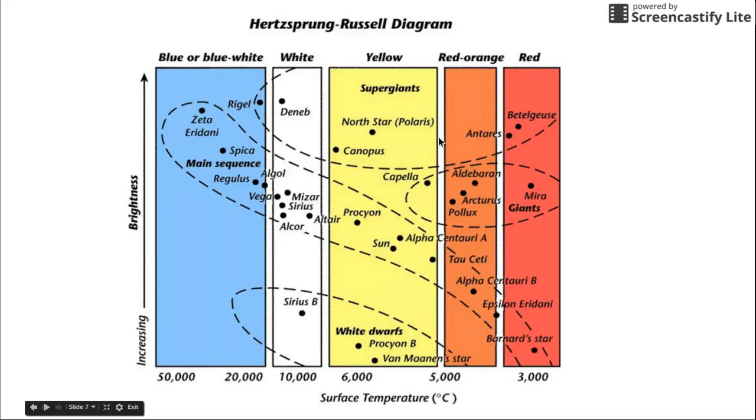So from this, you can compare stars. From just looking at this, you could say Procyon has a lower absolute brightness than Canopus, but they do have similar surface temperatures, both being in the yellow. You could also say that the sun has a surface temperature between 5,000 and 6,000 and is yellow, while Regulus has a temperature between 20 and 50,000 and is blue or blue-white. So this is used for comparisons of the stars.